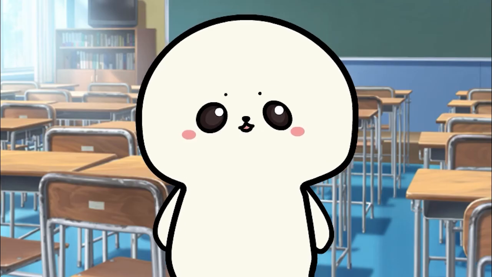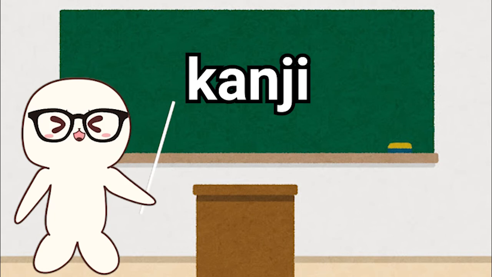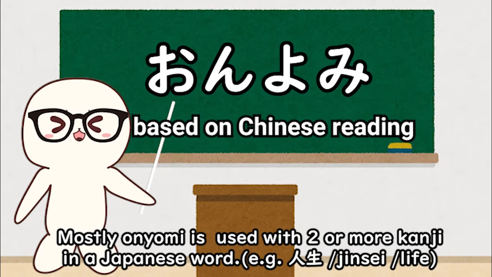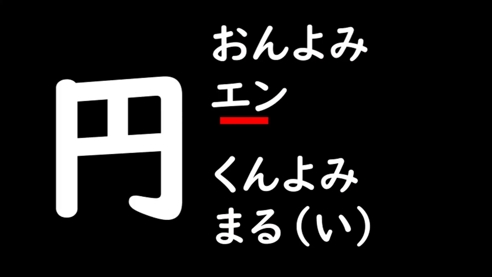How to read this kanji? Kanji has two different ways of reading, onyomi and kunyomi. Onyomi is based on Chinese reading and kunyomi is the Japanese original reading. The onyomi of this kanji is エン. The kunyomi is まる(い). Hiragana in brackets are called okurigana and are always written in hiragana.